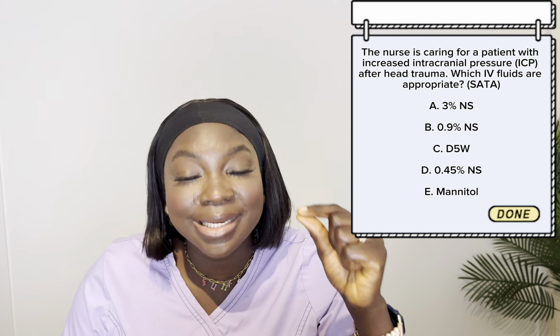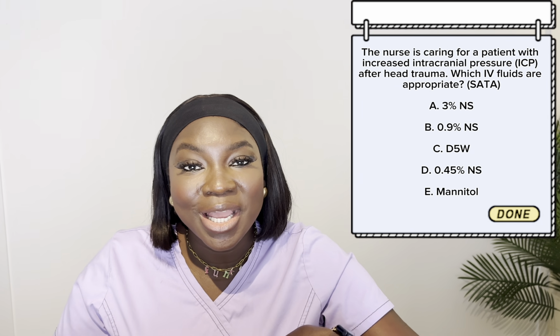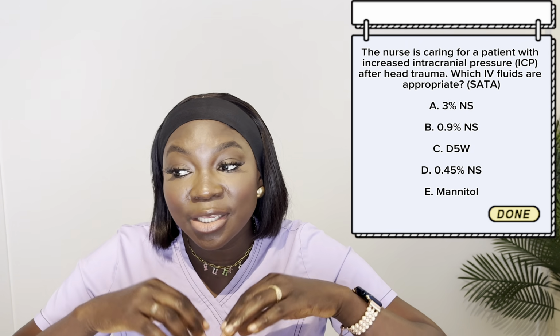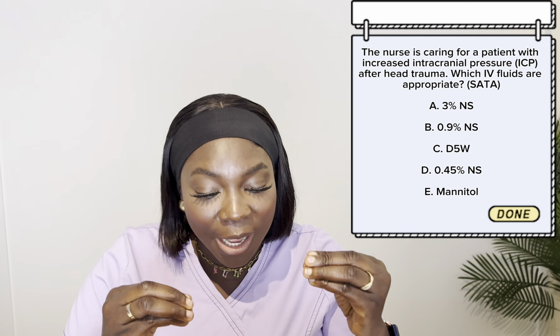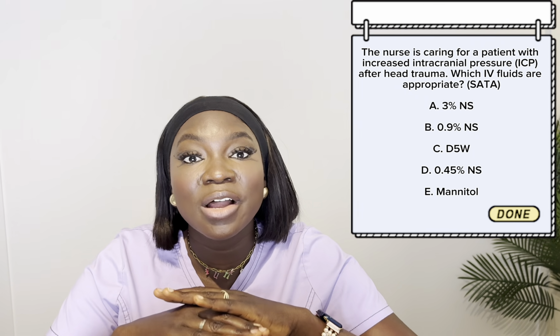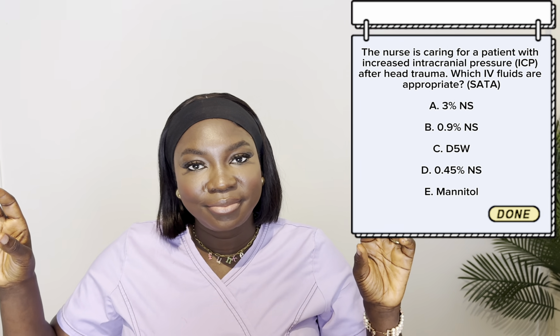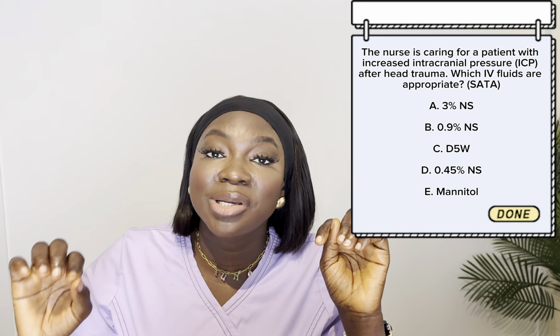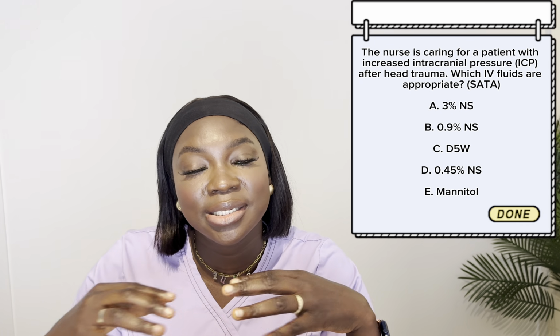Okay, and the next one, B, says 0.9% normal saline. Absolutely yes. Why? Because this is an isotonic fluid, and what does this fluid do? It stays in the intravascular space. It does not shift into the cell, because the patient already has intracranial pressure. So you don't want to give them something that will increase the pressure in the brain or cause cerebral edema. So 0.9% normal saline is good because this fluid stays in the intravascular volume without shifting water into the cell. It will not shift water into the brain cell. Okay, and that is why that is good. 0.9% normal saline is safe for patients that have increased intracranial pressure, ICP. It doesn't worsen the cerebral edema.